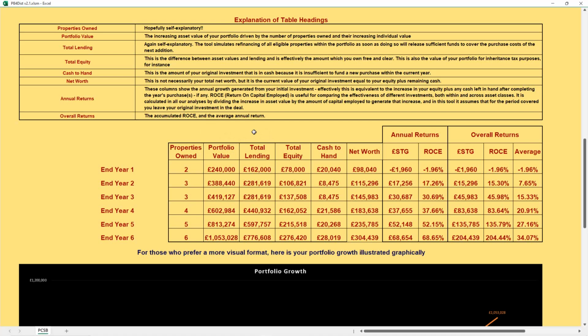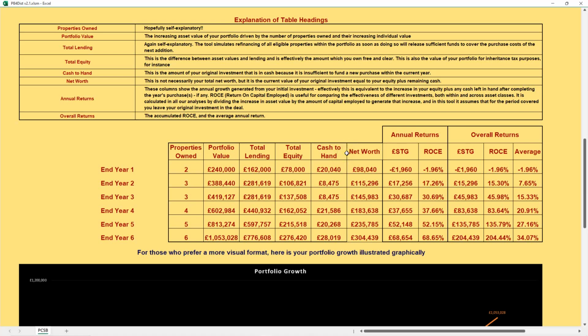Cash to hand. Now, the amount of money you got at the start of the year might not all be required in order to purchase the properties that you can purchase throughout the year. So there will be an amount left. So that's cash left over. It's insufficient to purchase another property, but it is still your cash.